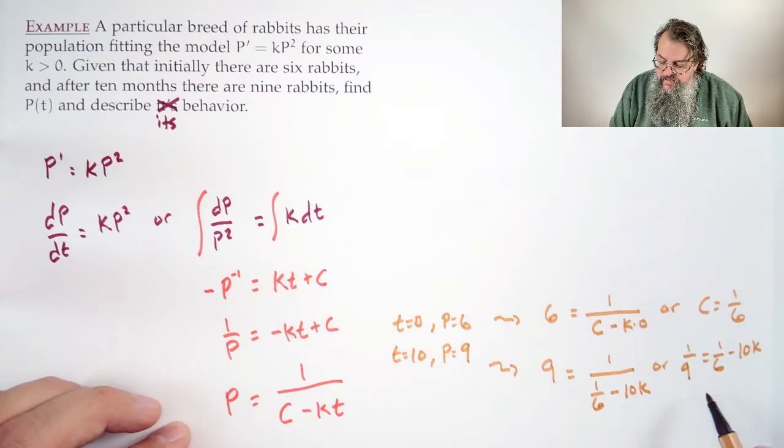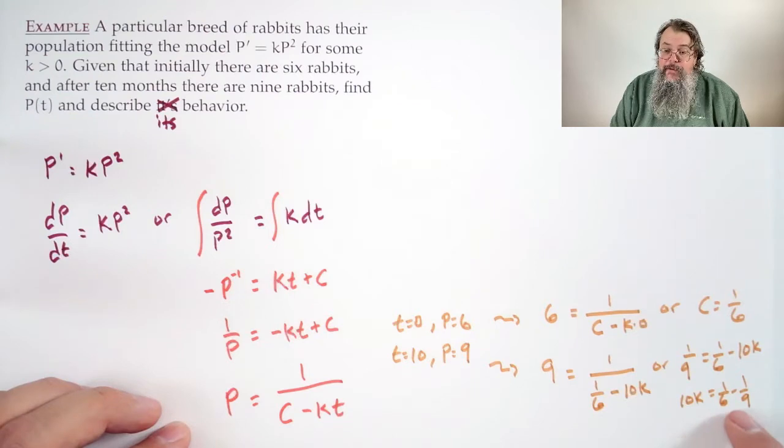And we can move things around. 10k equals 1 over 6 subtract 1 over 9. And, oh, I'm almost out of space here in the corner. Okay, so here our common denominator would be 18. So you'd have 3 over 18 subtract 2 over 18, which gives us 1 over 18. So that tells us that k equals 1 over 180.